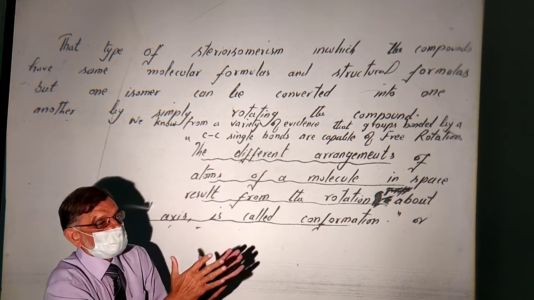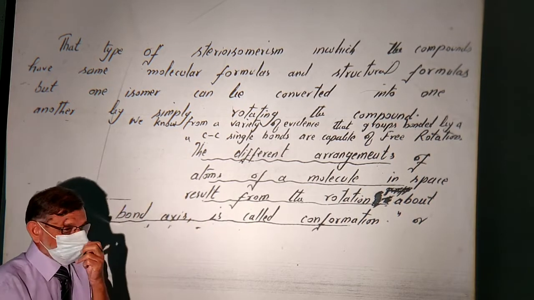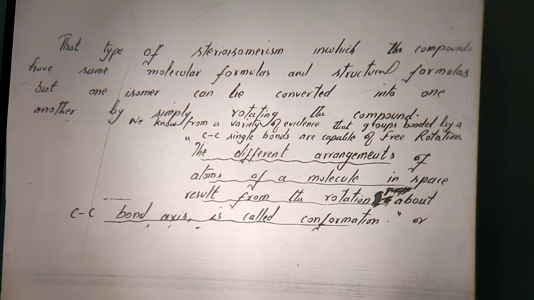So this is the domain of the pharmacist to understand which one is the best for him, and which one is the best for the body, and which one could be a beautiful drug, another could be a poison, and we should consider these two things crucially. Now, the definition is as follows: the different arrangements of atoms of a molecule in space that result from rotation about the carbon-carbon bond axis are called conformations.